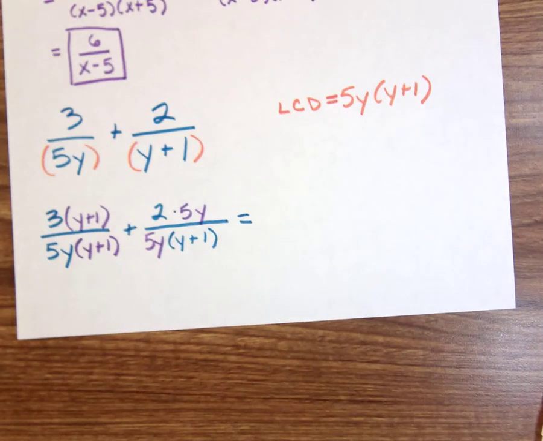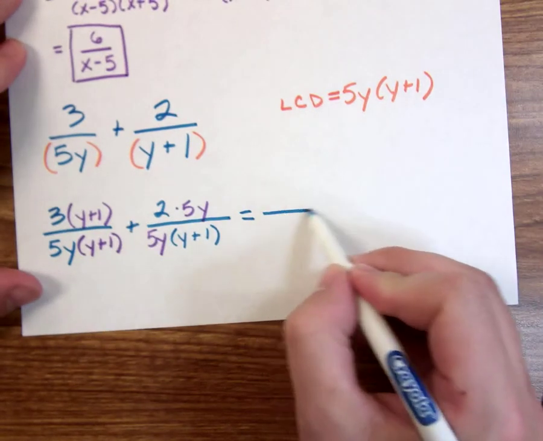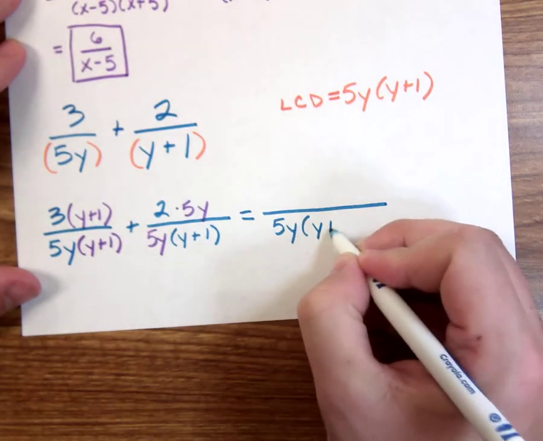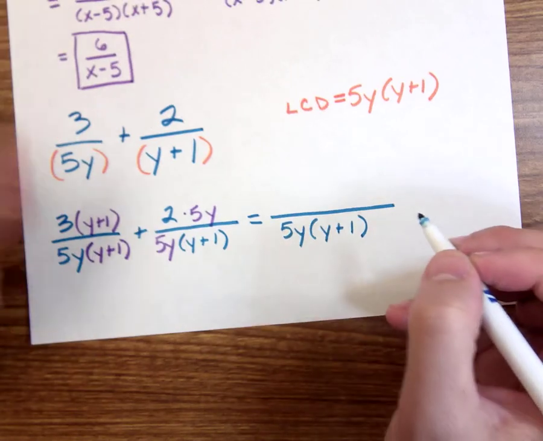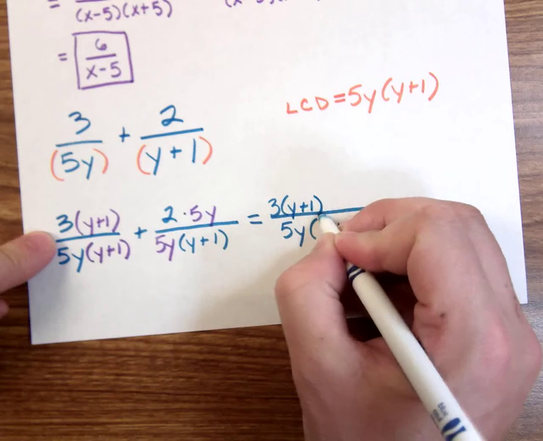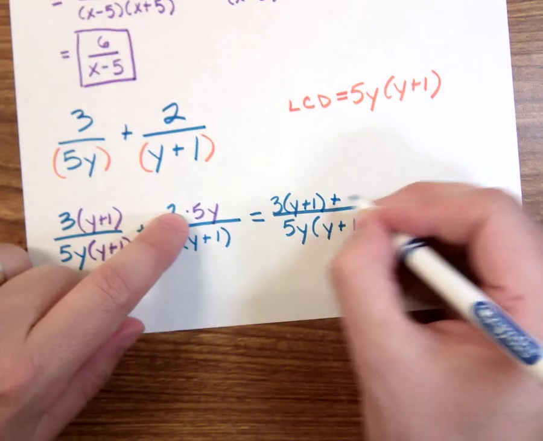They've got the same denominator now. So I've got, on the bottom, 5y, y plus 1. And on the top, 3 times y plus 1, plus 2 times 5y, which is 10y.